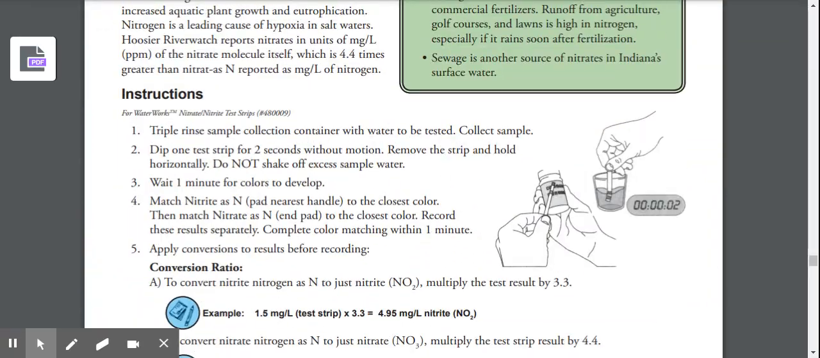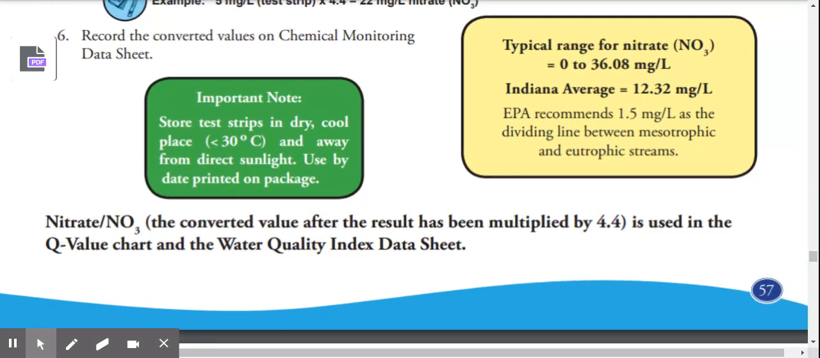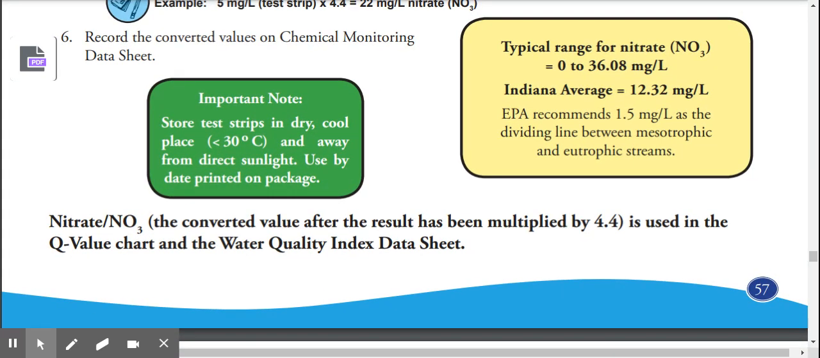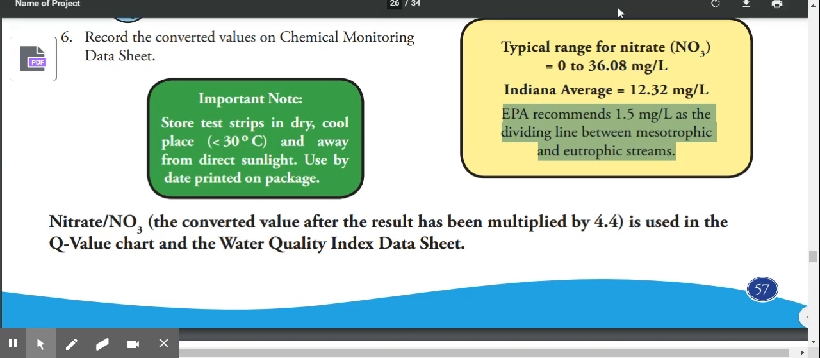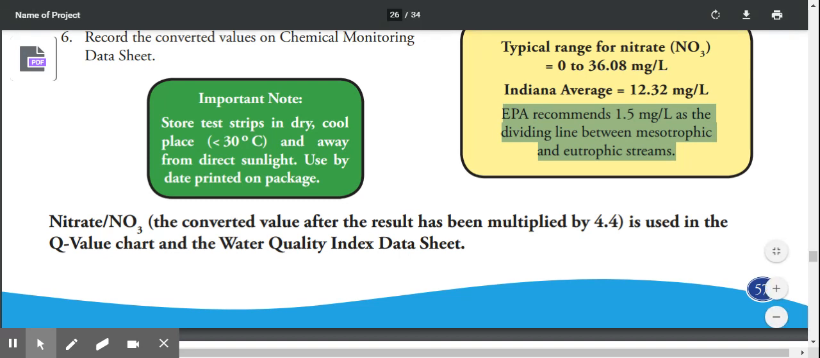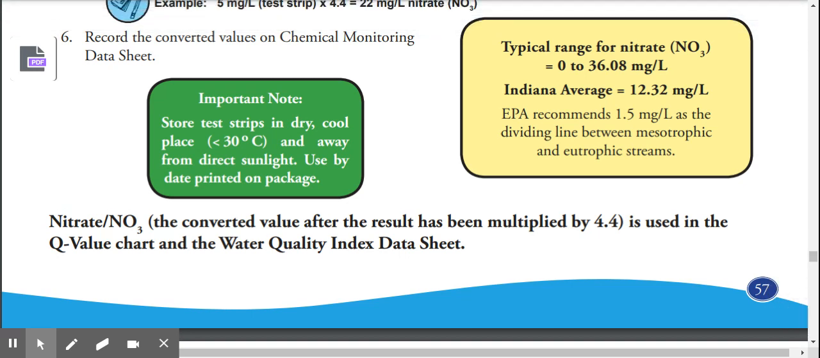Alrighty. And then finally, who do we have left? Nitrogen. What did you guys calculate for your nitrogen values? Nitrate values. What was your amount that you got? What was your nitrate value? Not the Q value, just nitrate value. Was it 0.1? 1.1 or 2? 2.2? All right, so you got a 2.2 value. The average in Indiana is 12.32.